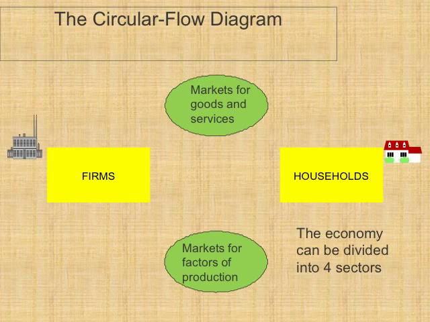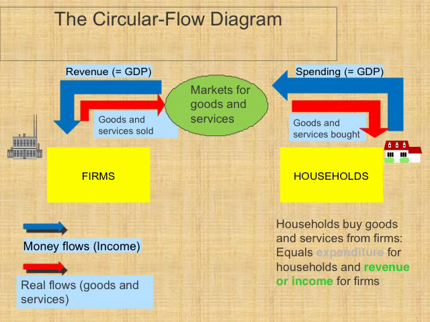The simple circular flow has four sectors into which an economy can be divided. Two common actors or players are the firms and the households, and they interact in two markets. One is the market for goods and services and the other is the market for factors of production. The diagram describes the transactions between households and firms. The households buy goods and services from firms. These expenditures flow through the market for goods and services.